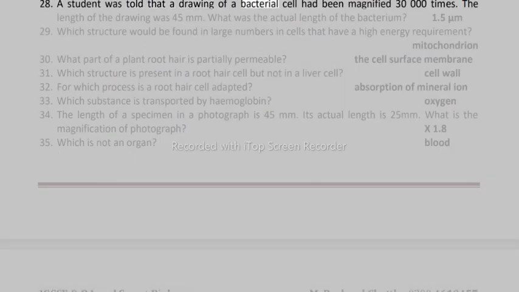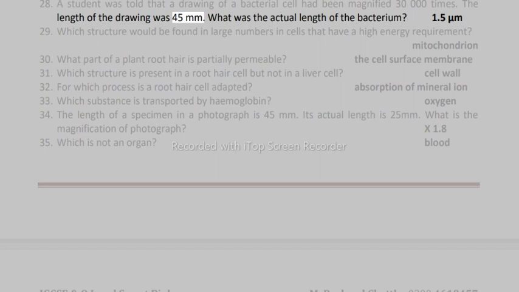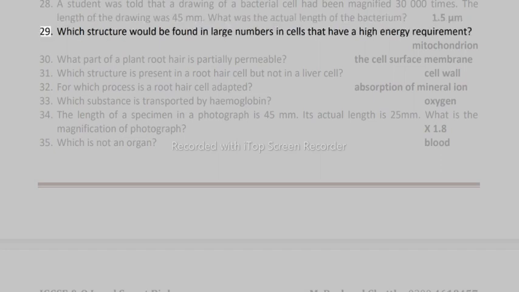told that a drawing of a bacterial cell had been magnified 30,000 times. The length of the drawing was 45 millimeters. What was the actual length of the bacterium? 1.5 micrometers. 29. Which structure would be found in large numbers in cells that have a high energy requirement?